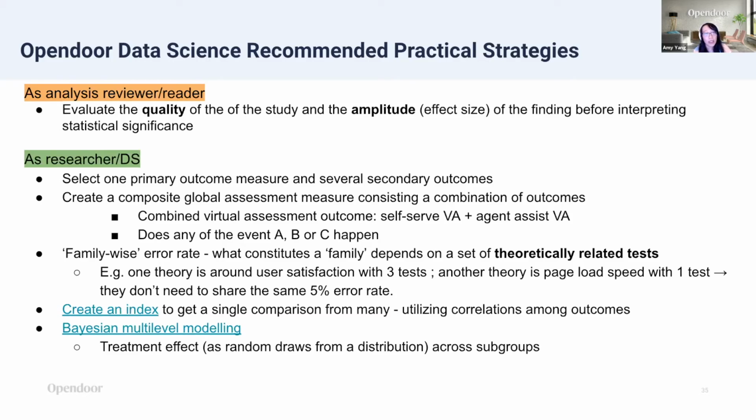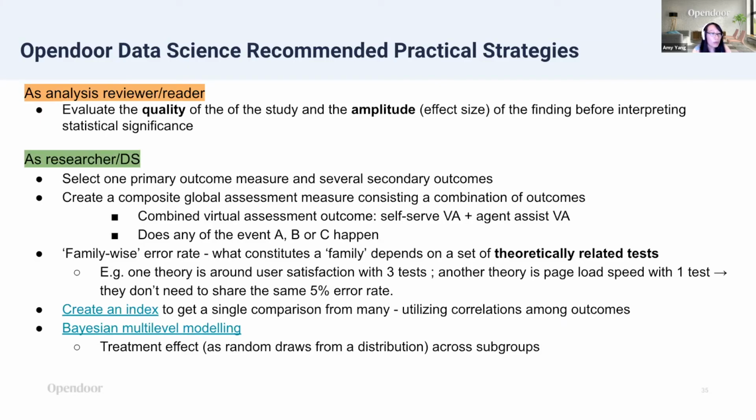For researchers and data scientists, we came up with a set of statistical methodology recommendations. For example, when handling correlated outcomes or metrics, we have this index method that can utilize the correlated information from multiple outcomes, try to aggregate the common information and reduce the type 1 error rate.